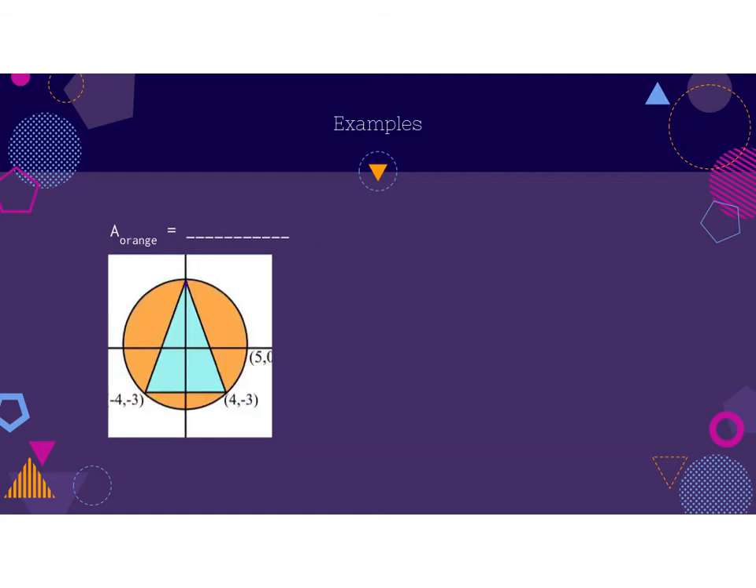Okay, we have another example here. We're trying to find the area of the orange this time. So what we're going to do is find the area of the circle, and subtract away the area of that triangle, and that will give us the area of the orange. So let's recall area of a circle. We have pi r squared.